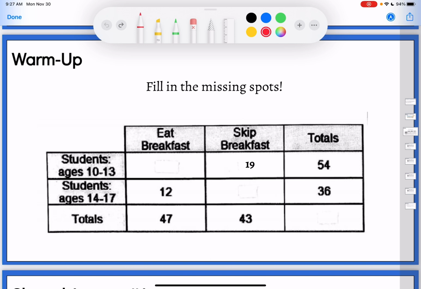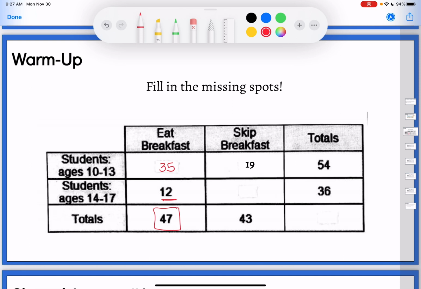All right, so what I look for is this grand total down here of 47. I know that this is all the students who eat breakfast. There are 12 of those students in the age range of 14 to 17, and there are 47 total who eat breakfast. So this must be 35 right here, right? 35 plus 12 equals 47.